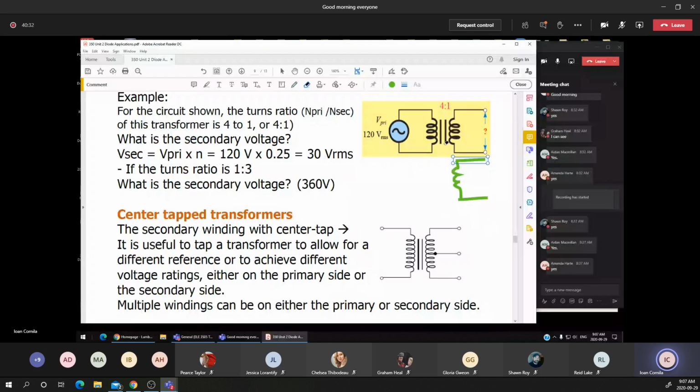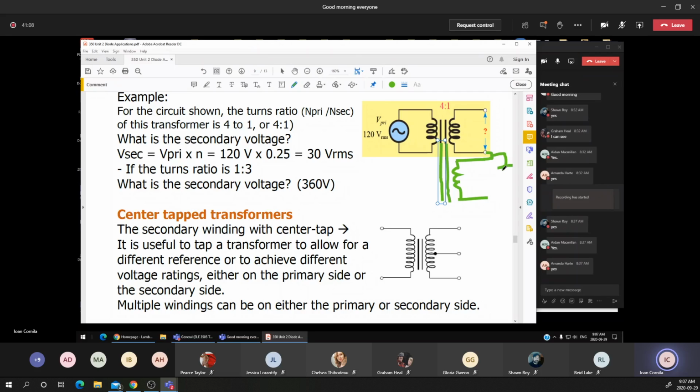Now suppose that I'll make this core just a bit longer. That will be the symbol for the core, and I'll draw the other winding. That means two identical windings on the secondary of the transformer. I will connect the two windings together, and this common node I'll connect to ground. That's called a center tap transformer.